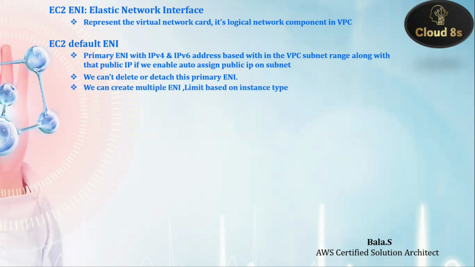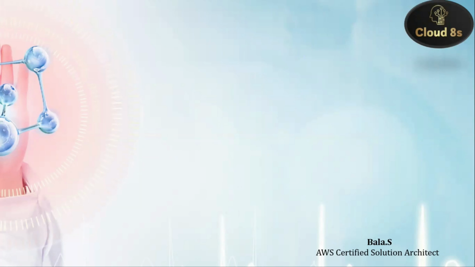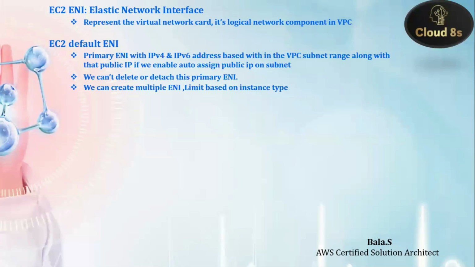But we can add multiple ENIs at the AWS level, though there is some limitation based on the instance type. We can check the documentation to get more idea about that. So these are the basics of the ENI and how we can manage it. Now we will start working on the AWS cloud, and see how we can create a secondary ENI and attach it to the EC2 instance.